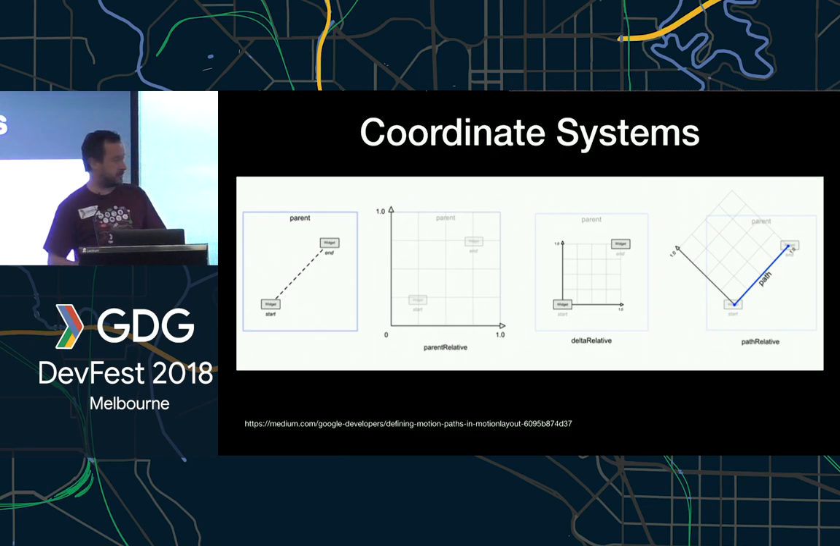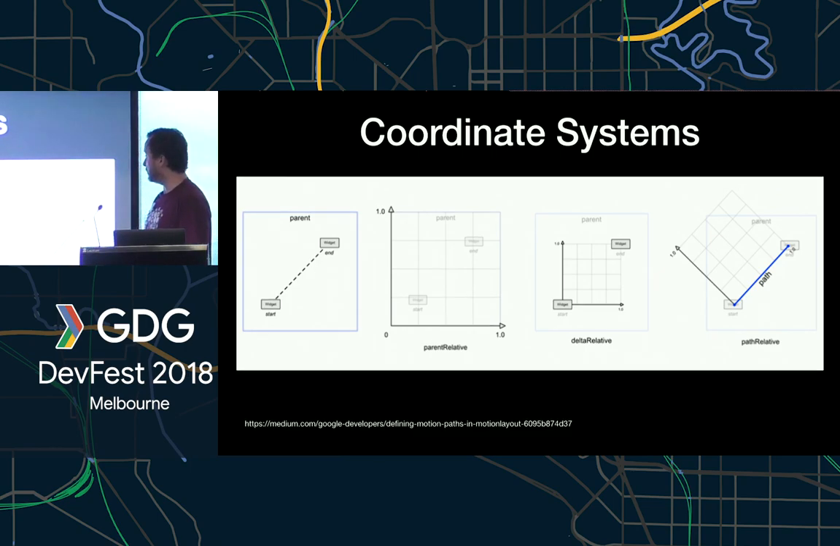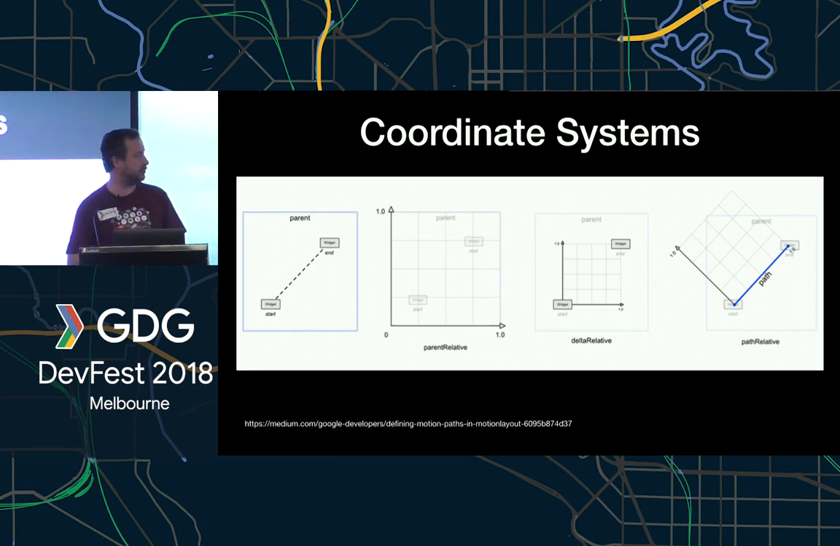So coordinate systems, hopefully this is readable. There are three different ones. If you imagine on the left-hand side here, our widget is going to start in its start position and move to its end position. And the parent is the whole screen in this particular example. A parent relative path type is going to be relative to the whole screen. So you've got 0 to 1, which takes up the entire screen.